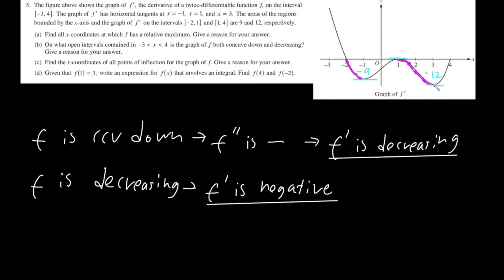So we found two distinct sections on our graph that meet our criteria. So you'd say f is concave down and decreasing from -2 to -1, and from 1 to 3, because f prime is decreasing and negative on those intervals. This was a 2-point question, 1 point for the answer, 1 point for the explanation.